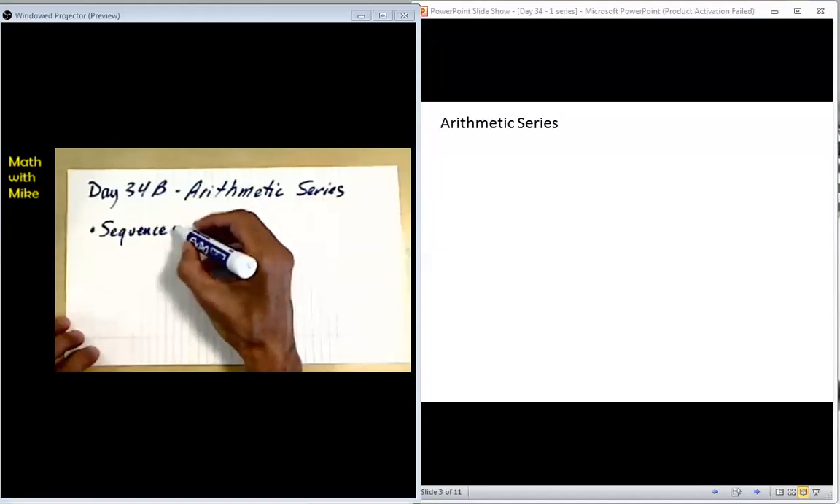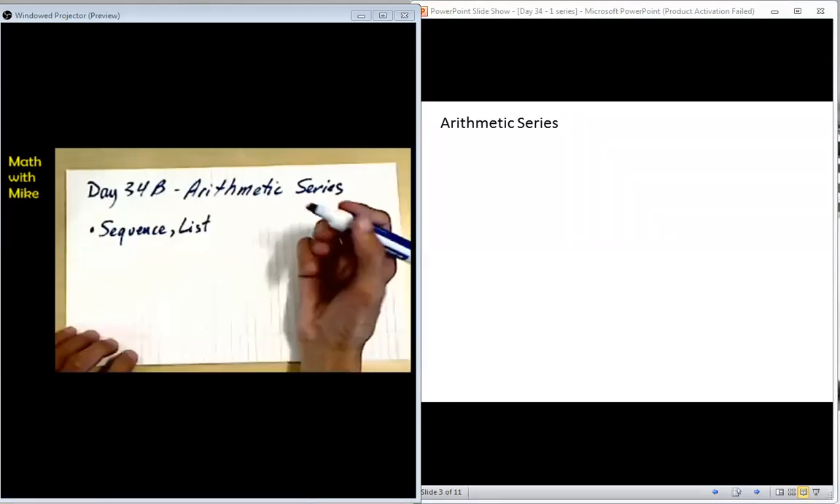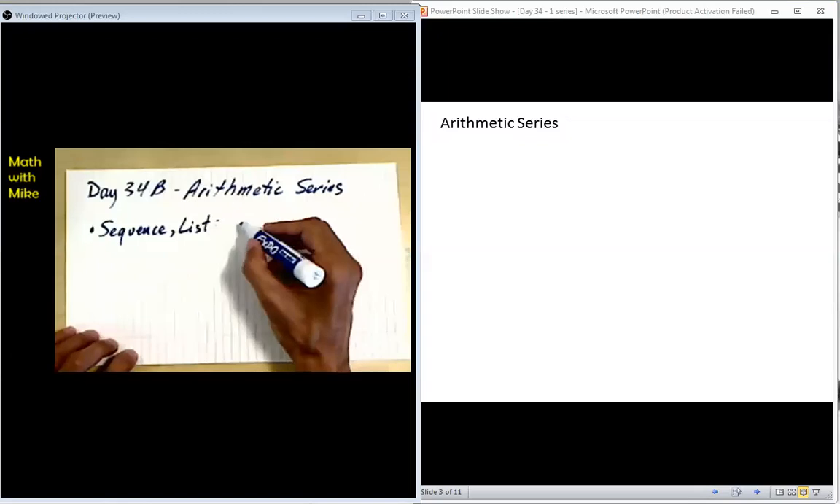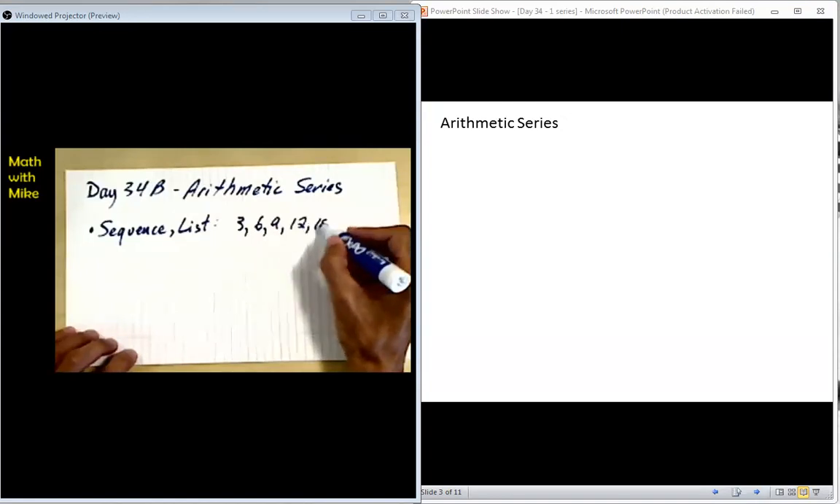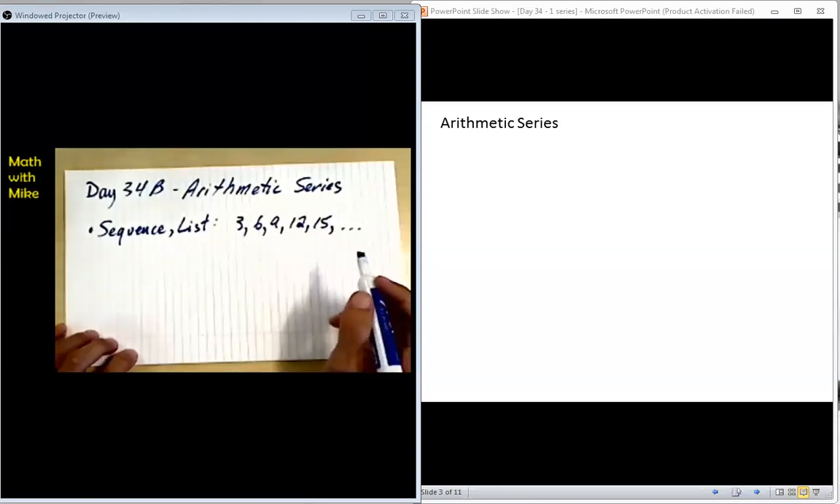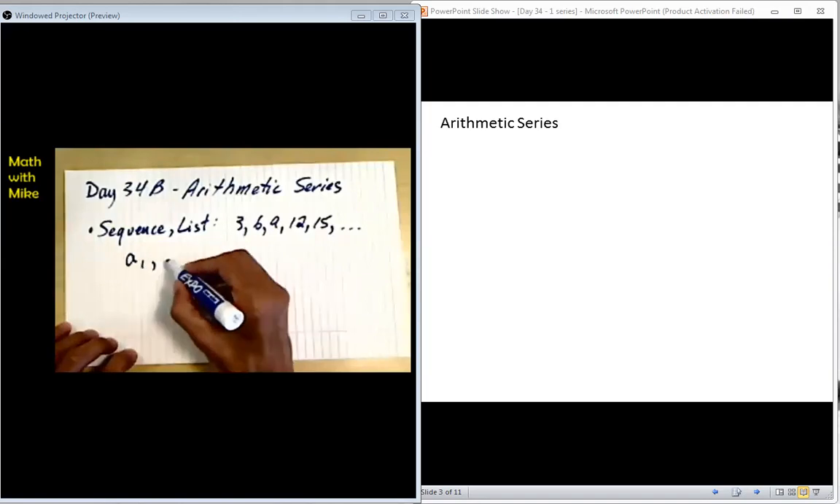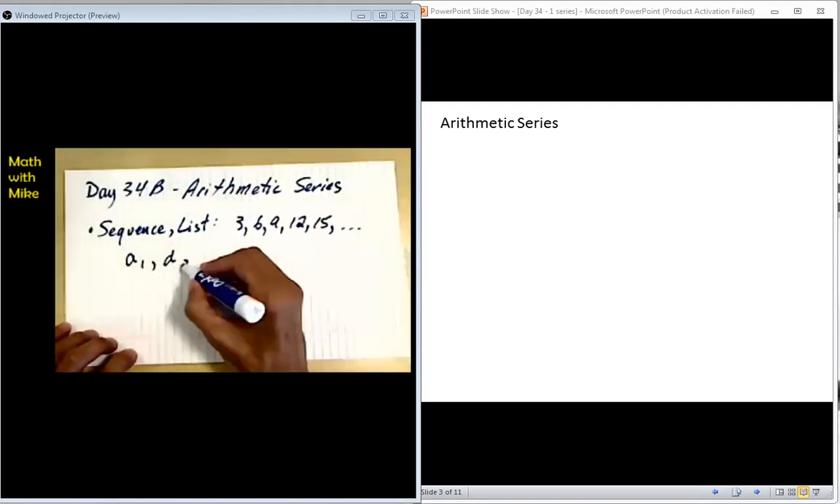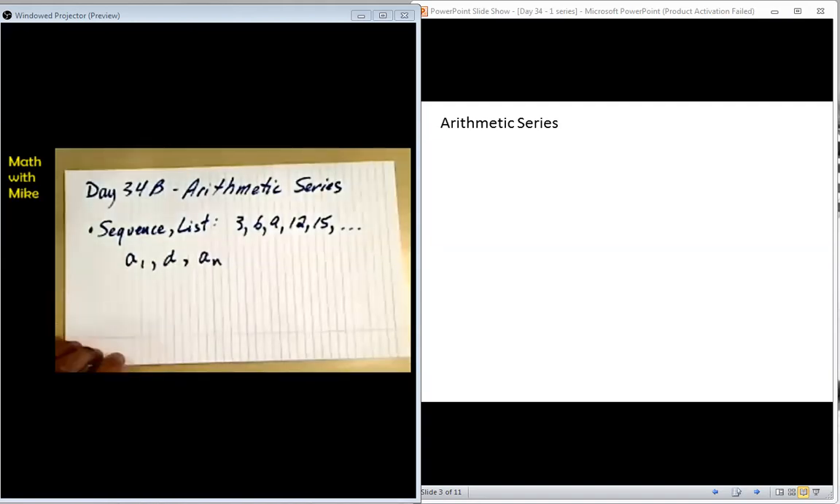And that was basically a list of numbers. So we had 3, 6, 9, 12, 15, right? And from this, we could figure out the first term. We could get the common difference. We could figure out the general term for this particular list here.